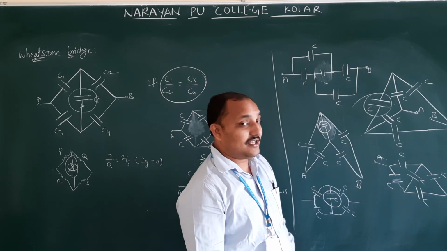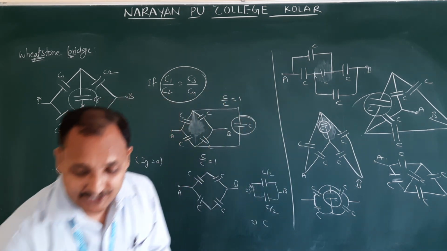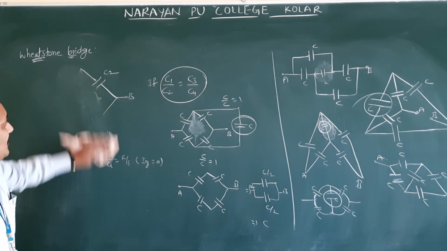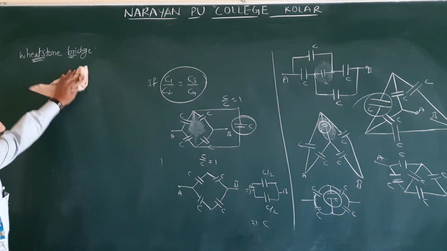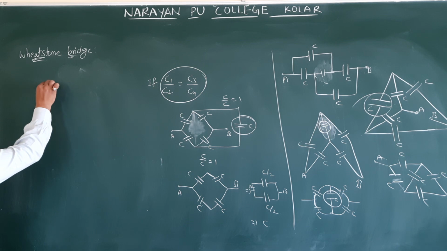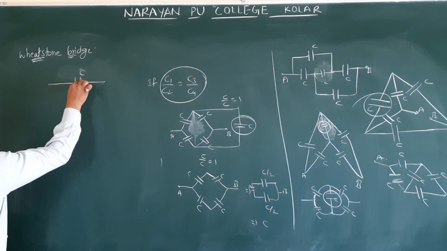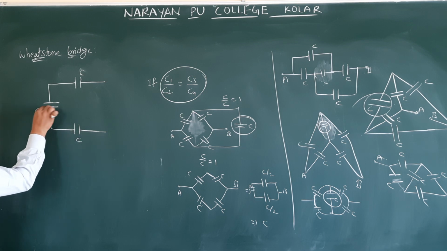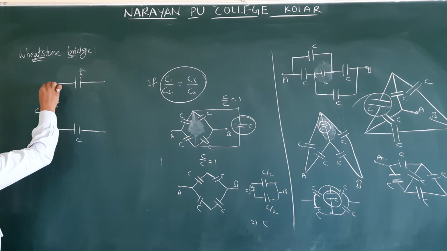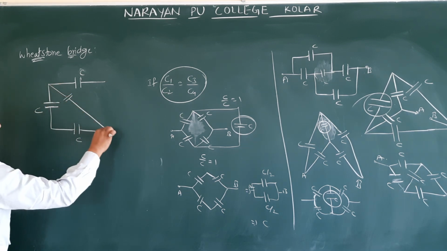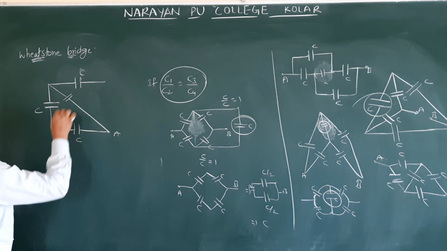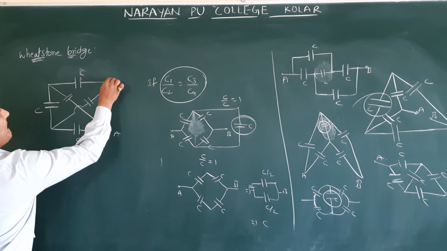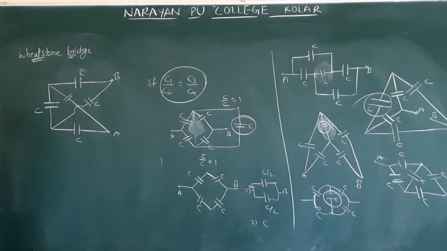This is also another form of Wheatstone bridge. Now you will draw the last one. So that is also another form of Wheatstone bridge. We will see how it will be. So C. So this is A. So this is going to be B.